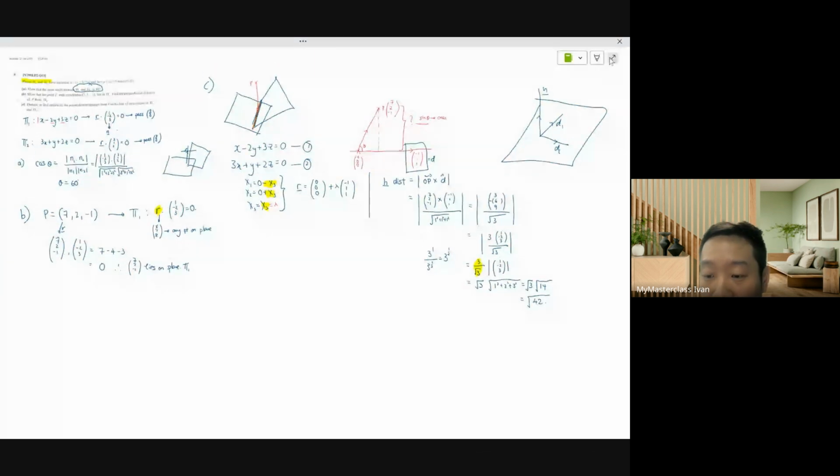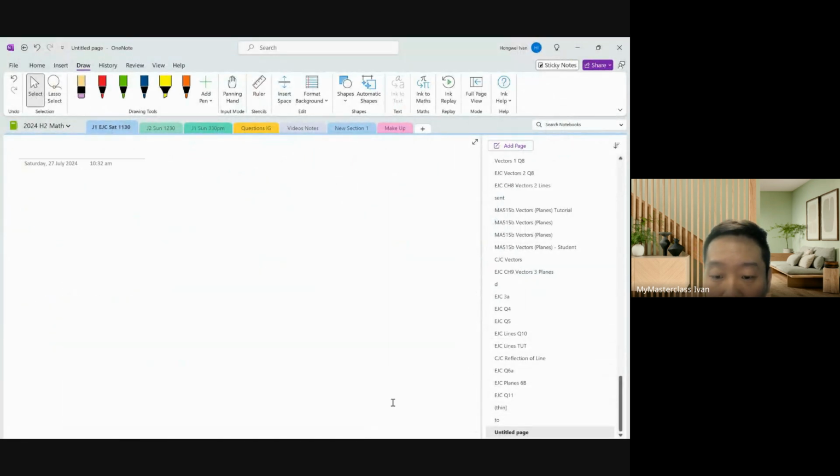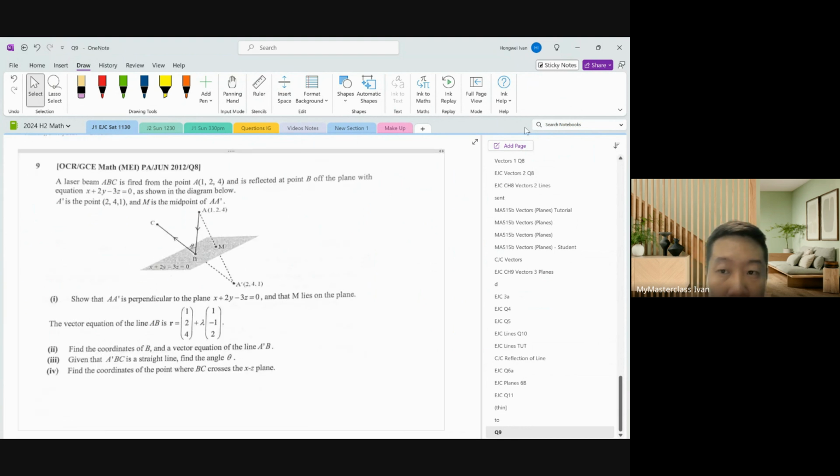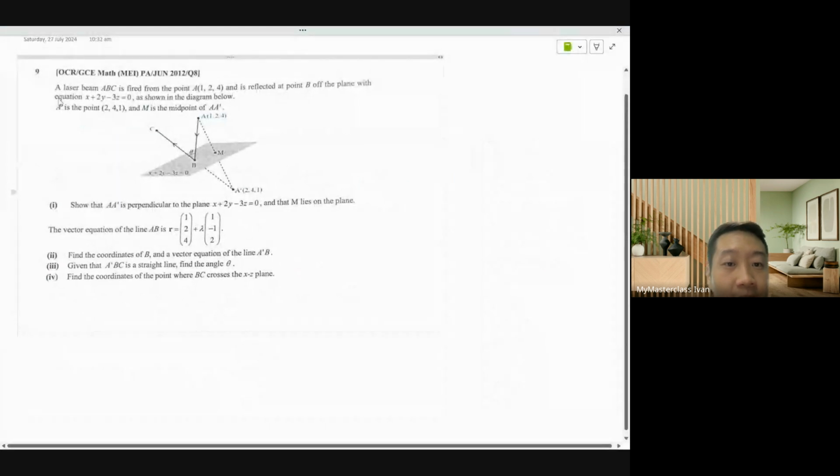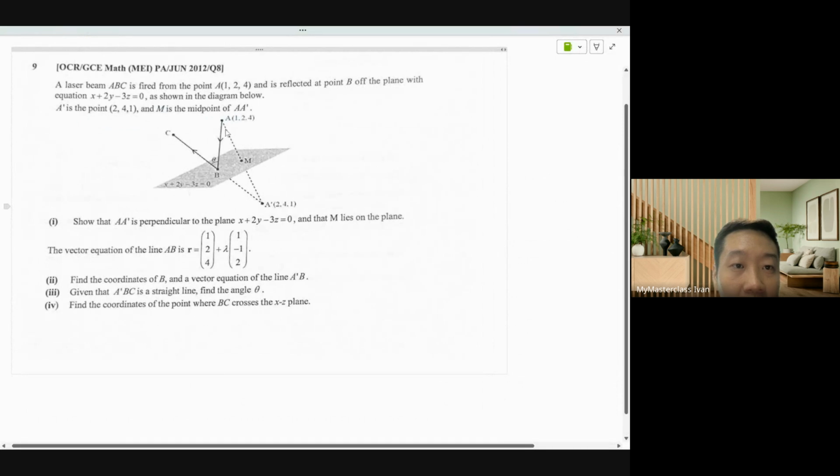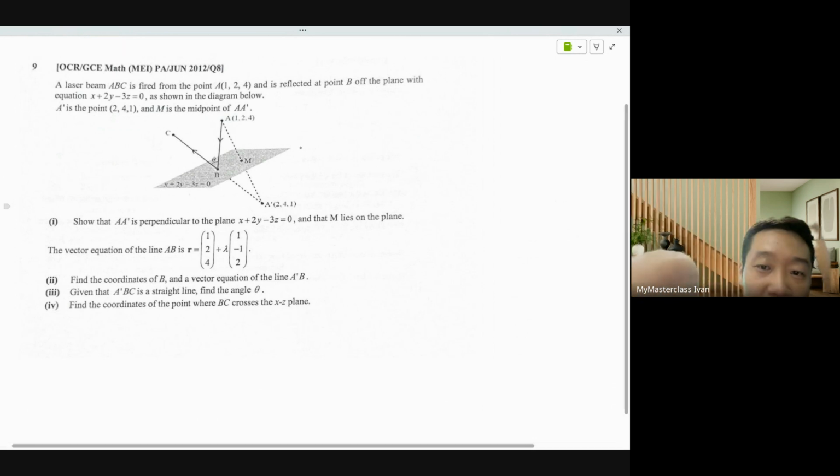Okay, so this is for question 8. All right, I'm going to talk about question 9 also. A laser beam ABC is fired from the point A to here, reflected at B to go to here, with a plane with this equation x plus 2y minus 3z equals 0. Once you see this, always change it to r dot n form.